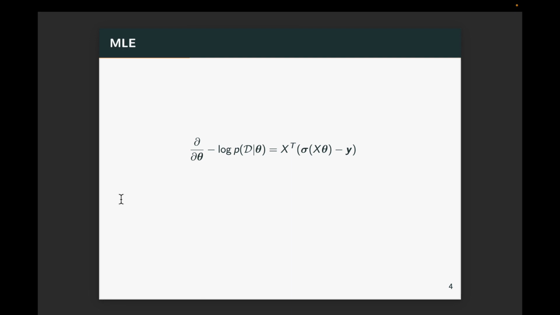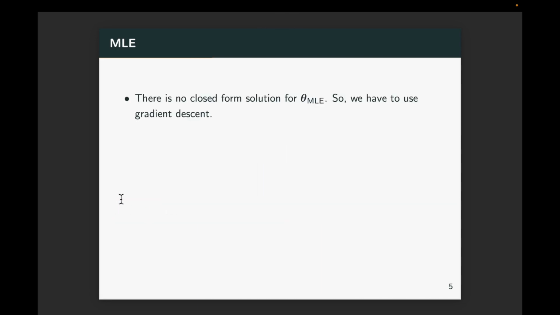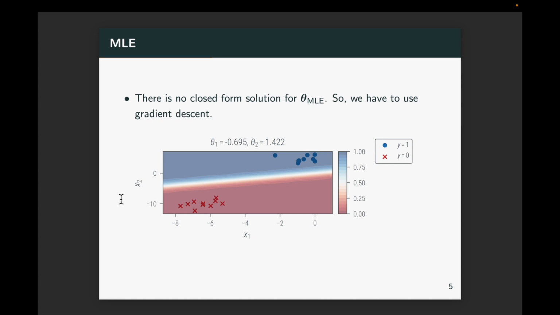So if we compute the gradient to get the MLE solution, the gradient turns out to be x transpose sigmoid of x theta minus y. Typically, you just want to set this to 0 and get the theta hat. You can't do that here because you will end up with terms which are log of y upon 1 minus y, and y is either 0 or 1. So you will not be able to compute it this way. Therefore, we end up computing the MLE via gradient descent like procedures. So there is no closed form. We would be able to get a boundary like this, where we have a separating hyperplane, where the probability of class 1 is 0.5.